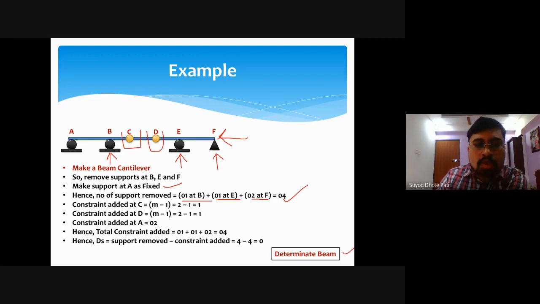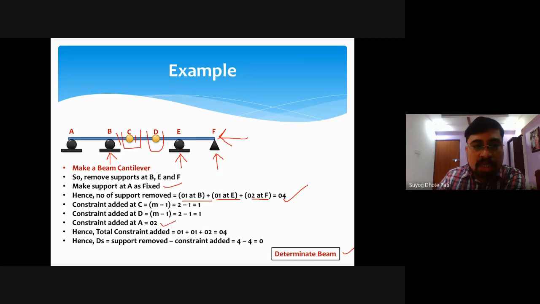Due to this first internal hinge, your member one, BE, is divided into this part and this part. So at C it will be m minus 1, again 2 minus 1 will be 1, and similarly at D, m minus 1, 2 minus 1 will be 1. Constant added at A, again the previous formula: R fixed support minus R actual. R fixed support is 3 and R actual is only 1, so 2. So that's why constant added is 2.